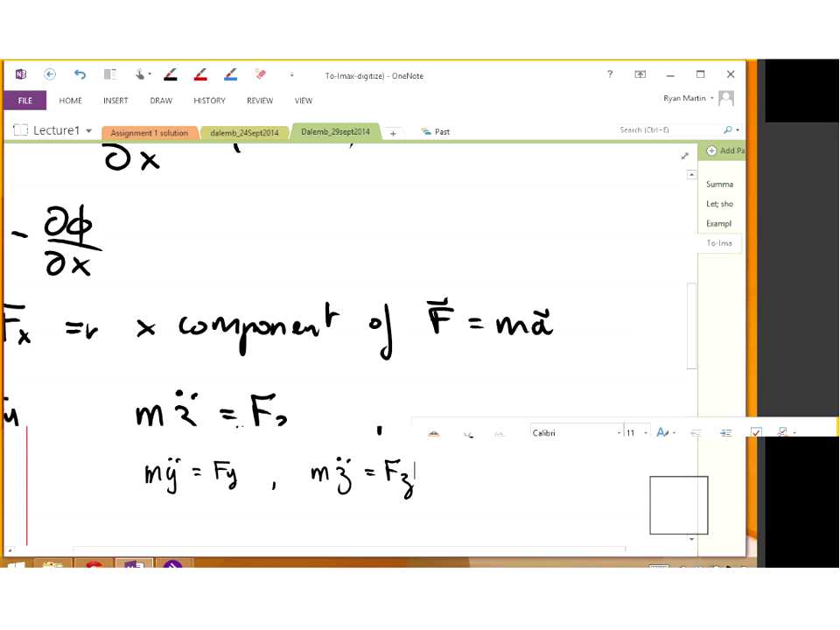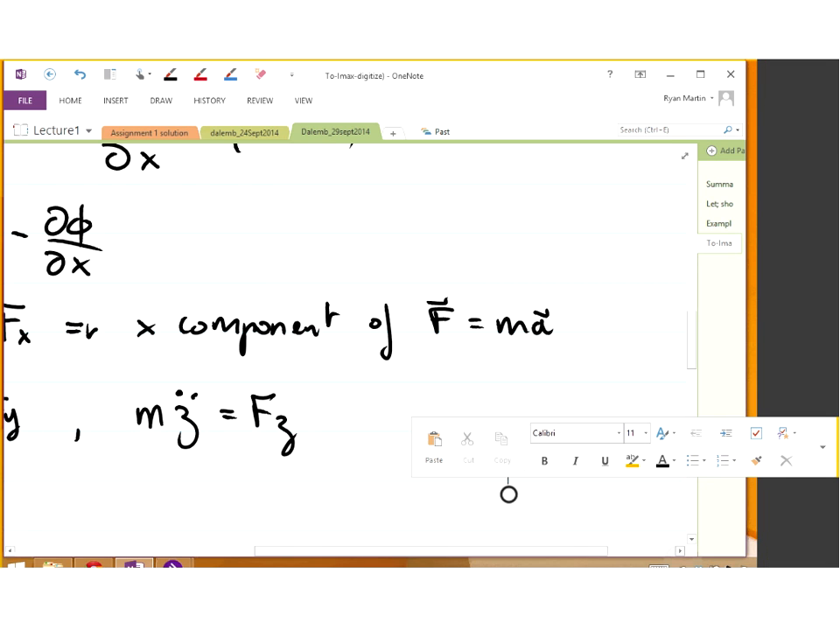Oops. I'm losing control of the tablet here. It's not the internet connection, it's the tablet.